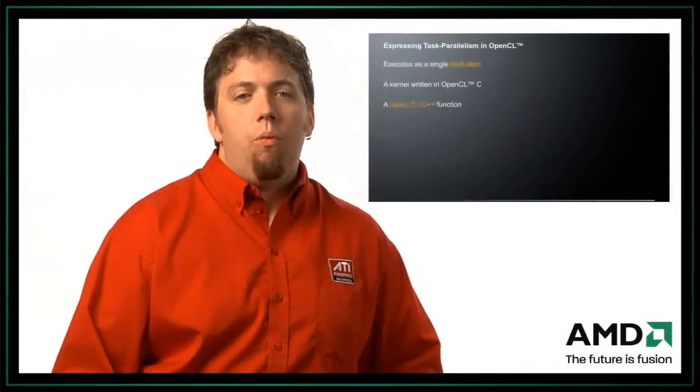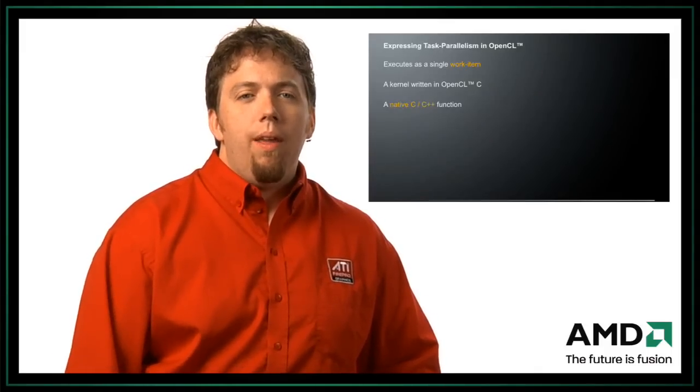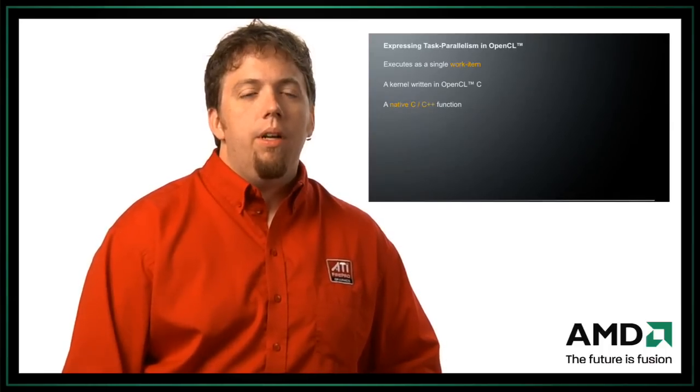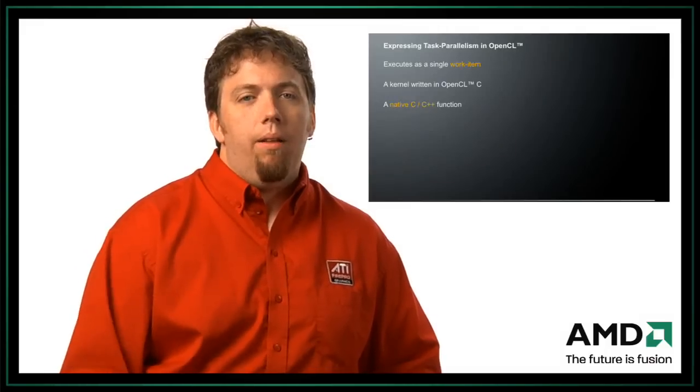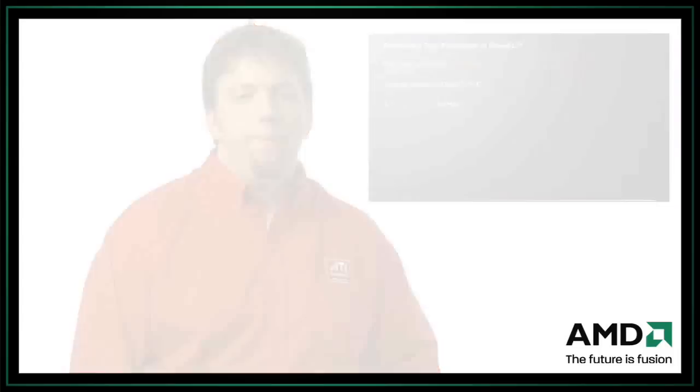You might be asking yourself, why would I ever want to express task parallelism in OpenCL? Well, the important thing is OpenCL has a fairly robust event model. And that allows us to use the OpenCL event model to have task parallelism and data parallelism working together to fully utilize the entire system that you have.